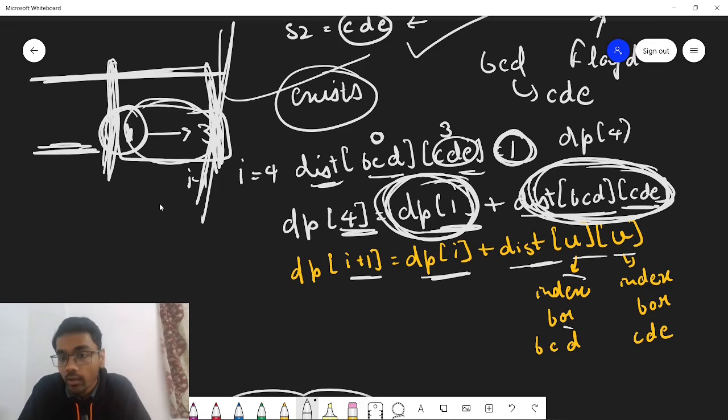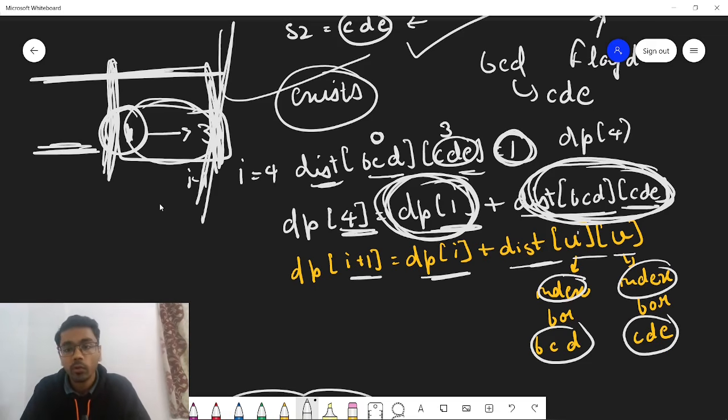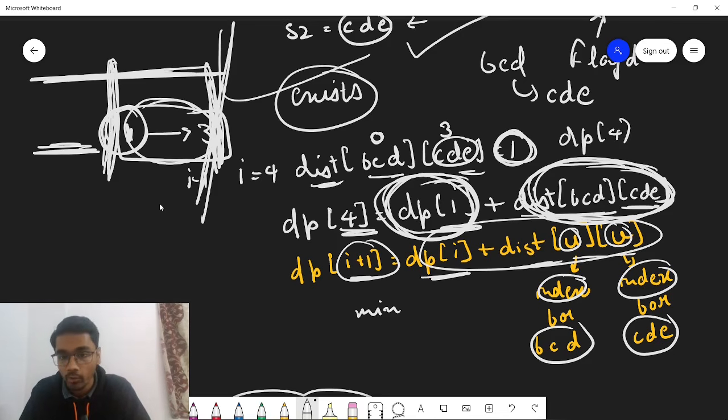This u is nothing but the index for this BCD, and this v is nothing but the index for this CDE. So you can consider this u and v as the nodes of the graph. And obviously we will be comparing it with the previous minimum, the previous dp of i plus 1 and all that. But yeah, this is the general case that I am talking about. So I hope you understand the flow and how the code is working.